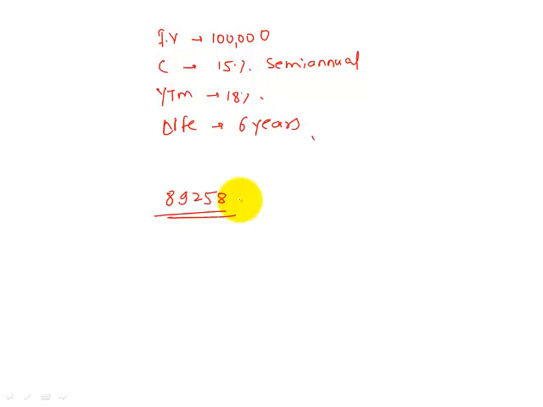How many of you are getting 89258? That's scary. Can you please raise your hands? In case you haven't, second clear TVM. 100,000 is the future value. 7,500 is the payment. 12 is the N. 9 is the I/Y. Compute present value.